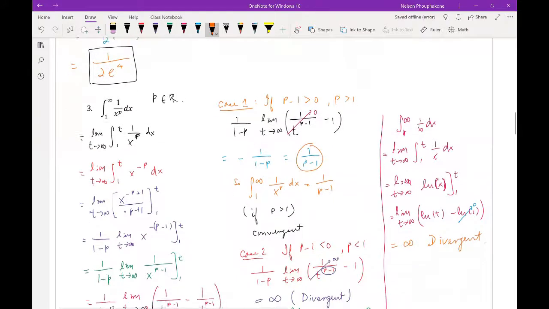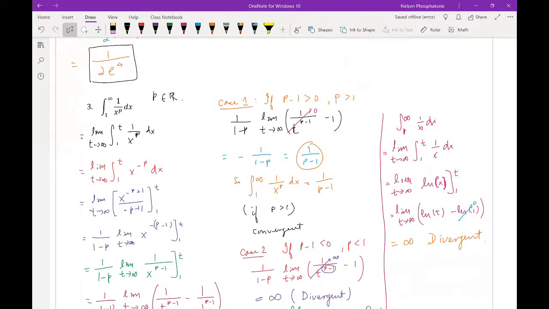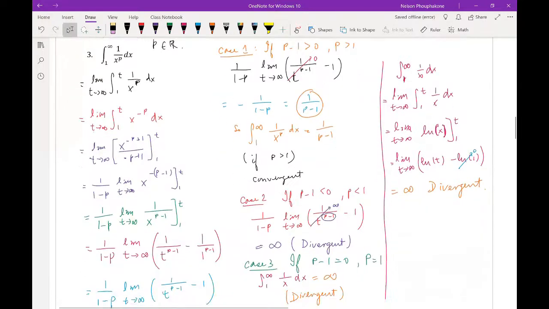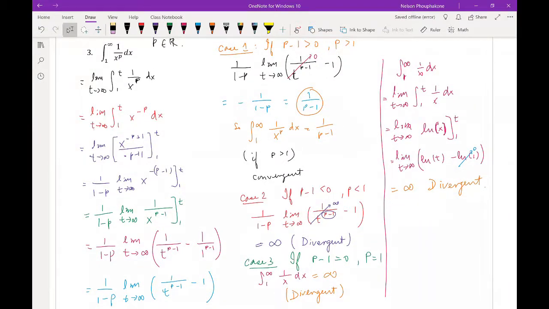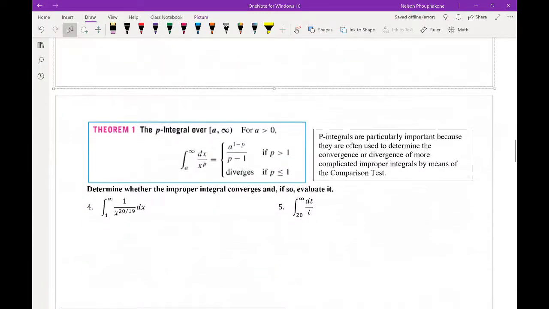And then if p minus 1 is less than 0, which is p is less than 1, then this is divergent. And if p is equal to 1, just like the last case, then it is also divergent as well. Okay? So this is what we call the p integral. Therefore, again, this is what we have for the p integral. The p integrals are particularly important because they are often used to determine the convergence or divergence of more complicated improper integrals by means of the comparison test.